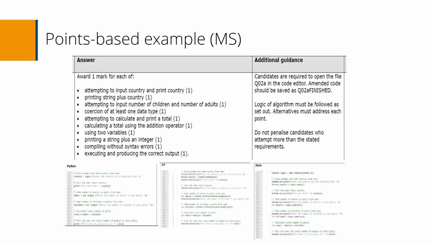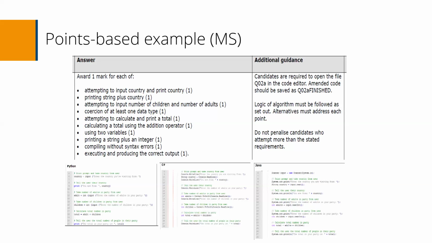So the first mark: have they made some sort of attempt to input the country, request it, and print that country? The second one was: have they done something slightly more sophisticated? Have they printed the string plus country? In other words, have they got more value to it. And then we work on down. I'm not going to dwell on all this because we will be coming back to this later. But you can see the concept anyway.